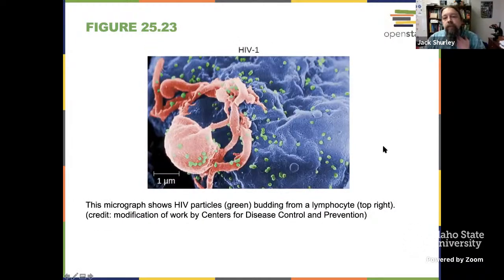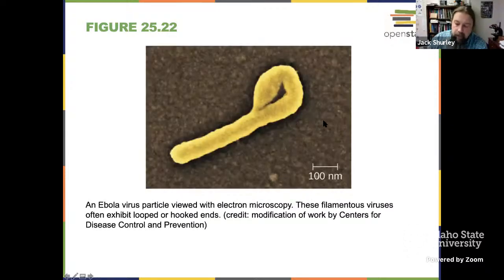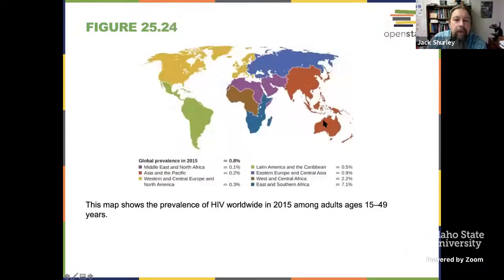So this next image is an image of HIV. It's budding out of a lymphocyte, so it's being released from the white blood cell, the T4 or T helper cell, and you can see numerous viral particles being released as they were replicating in there. Sorry, flipping back and forth.